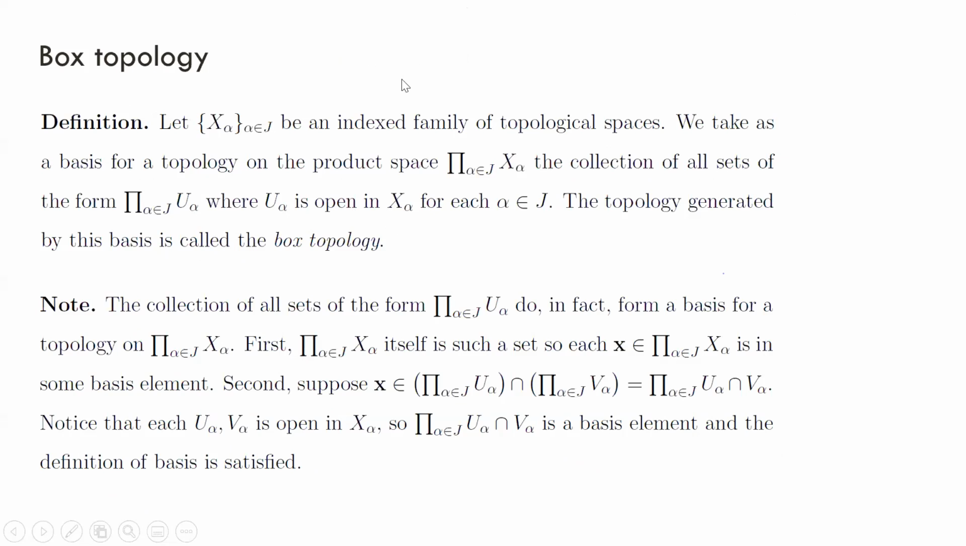So first, I will write here. First, this product itself is a set in the basis. And second, the intersection of these basis elements is also in the basis, right? Because U alpha intersected with V alpha is also an open set in X alpha. So now we prove that this thing is a basis element, and the definition of basis.